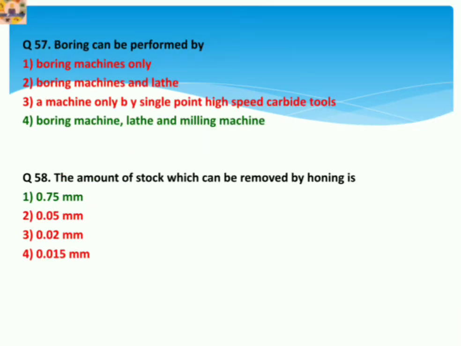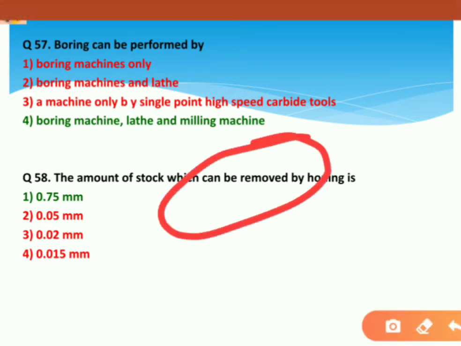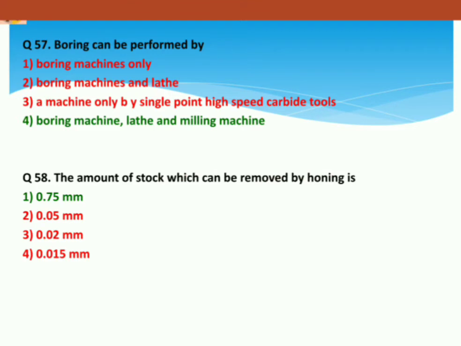Boring can be performed by. So as you know, boring is nothing but enlarging the diameter of any hole. So boring can be performed by boring machine, yes, lathe and milling. Option 4 will be the correct answer. We can attach a tool in the lathe and perform the boring operation, as well as in a milling machine. So here option 4 will be the correct answer for 57. Let's proceed to next question 58.